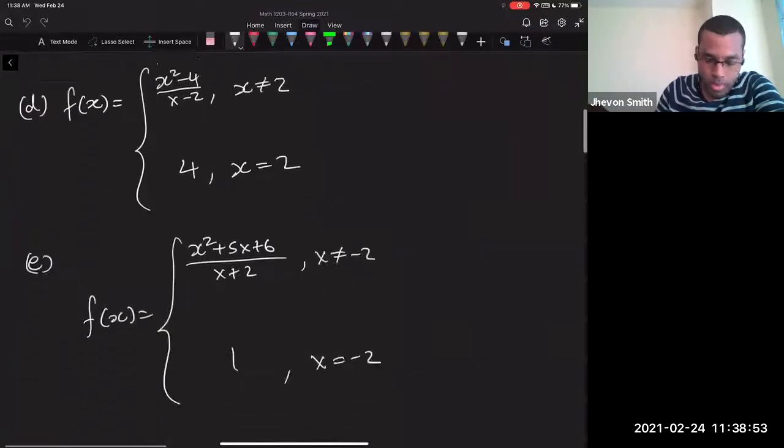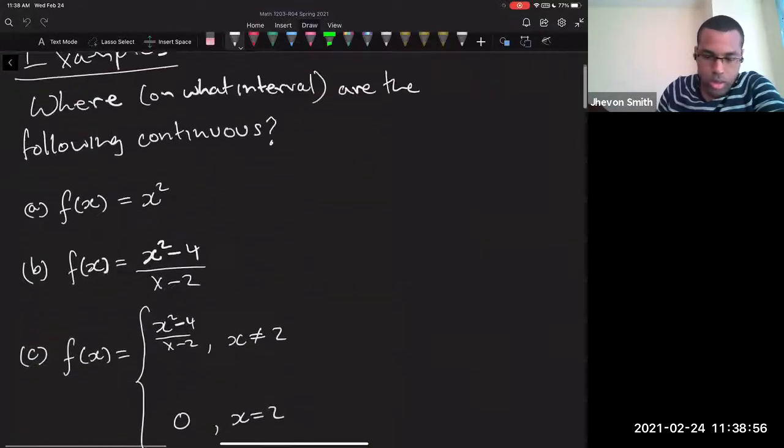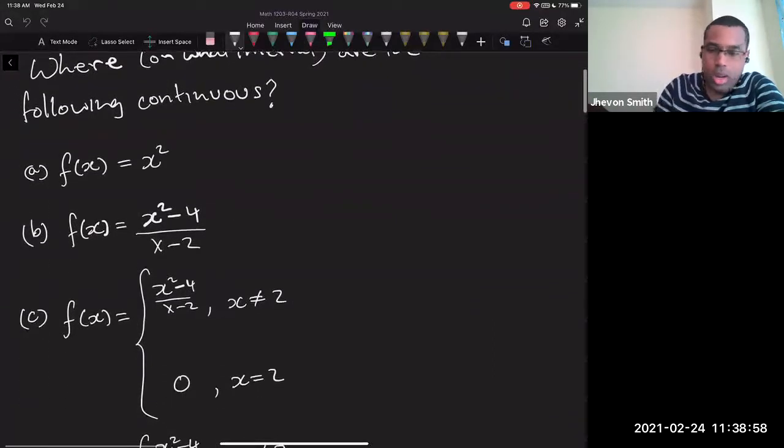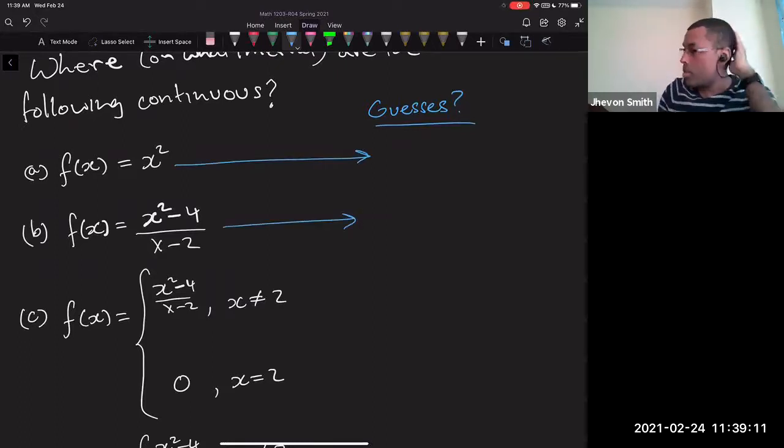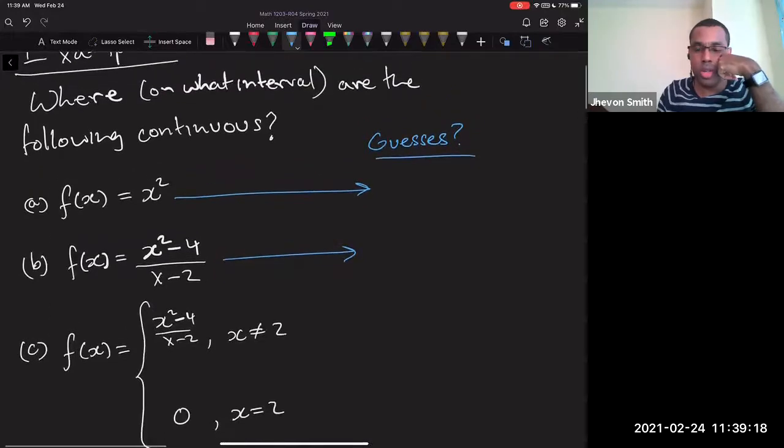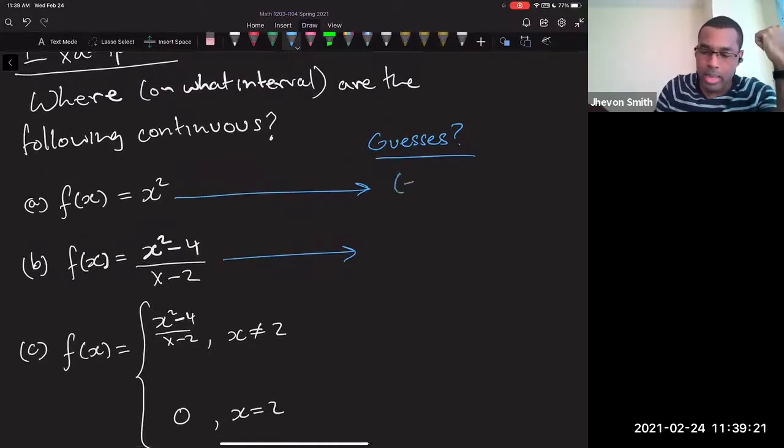I'll ask you guys to try them, and we're going to try them. So far, what are the guesses here? Where is this continuous? The first one. All real numbers, right? So when I say where, I usually mean on what interval. So you would state that as -infinity to infinity. And of course, it's a polynomial. So if I go through these 3 steps, that's what I better find out the answer is.